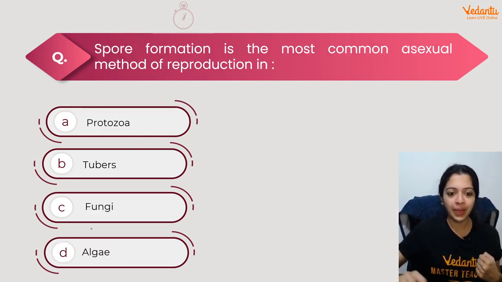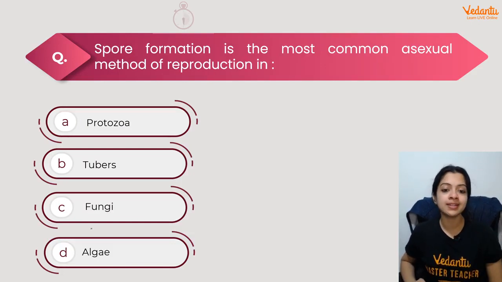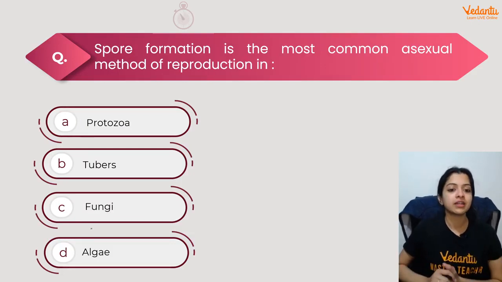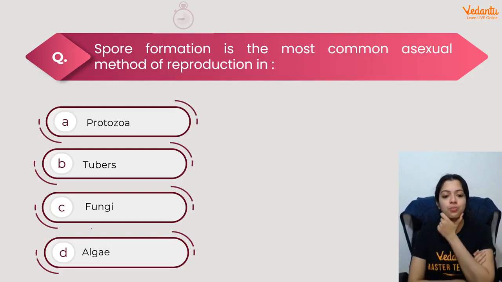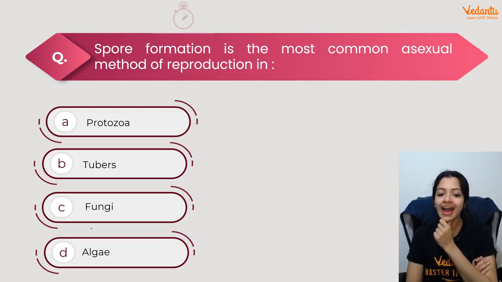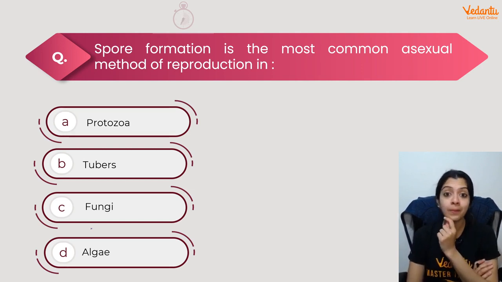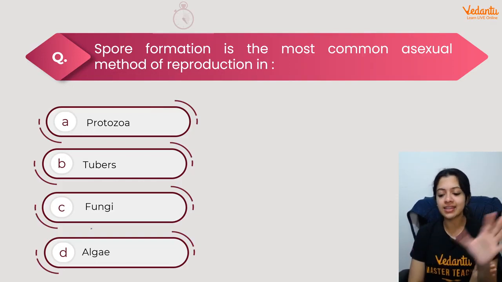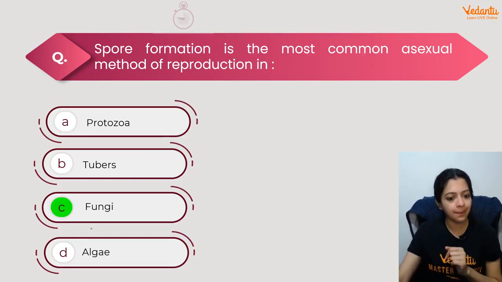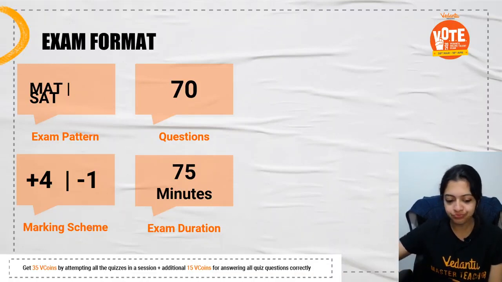Right? Okay. Now, spore formation is a common method of asexual reproduction in which of these? Protozoa, tubers, fungi, or algae? Spore formation. And I can't give you any further time. Your time is up. The answer has to be fungi. Remember the bread mold.